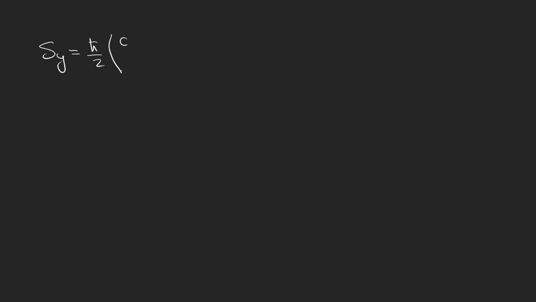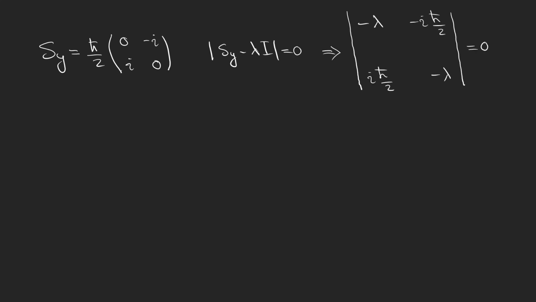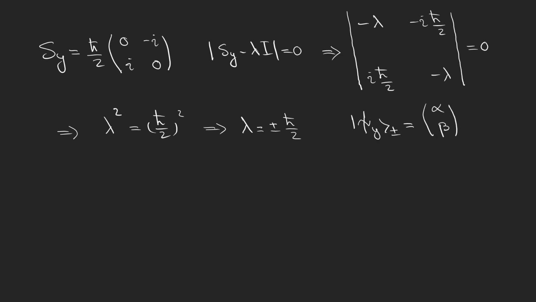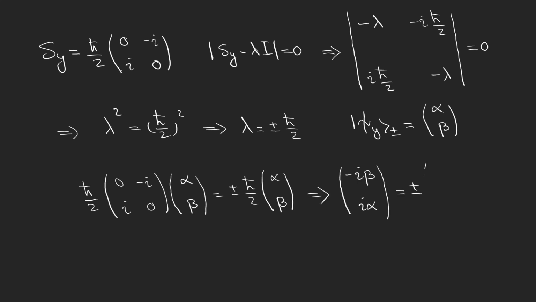We can do the same thing for the y component. First, we solve the characteristic equation. It yields plus or minus h bar half, as we expected. Then we choose a general spinor with alpha and beta as the elements we are looking for. We act the spin operator on this ket to find a relation between alpha and beta. This is what we get.